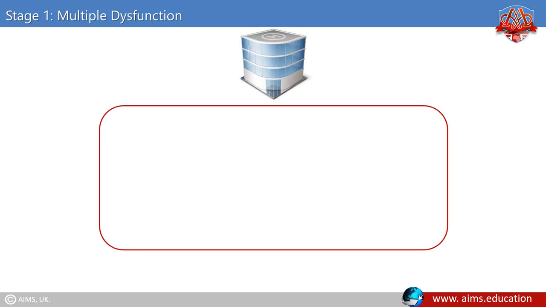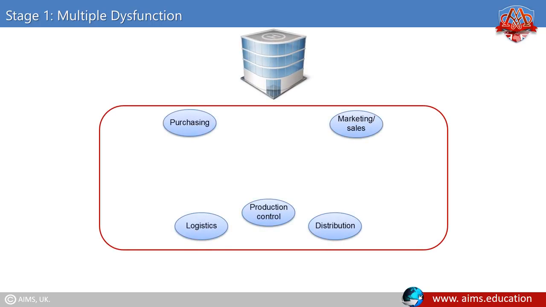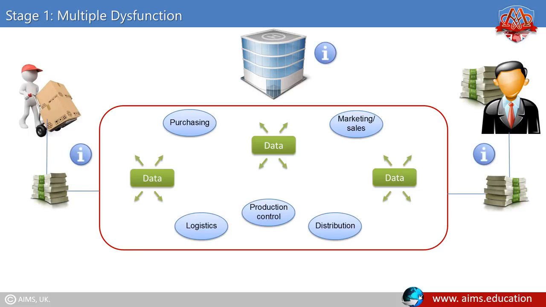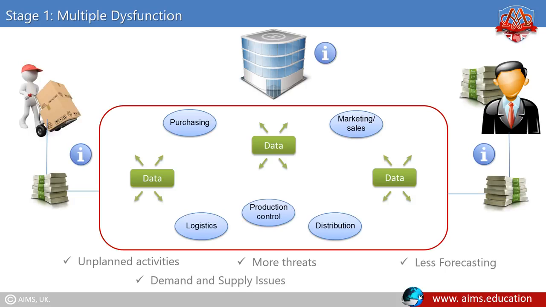Step 1. Multiple dysfunction. The nucleus organization lacks internal definition and goals. There are no external connections other than a few transactional links. The exhibit below illustrates the lack of coordinated flows of information or solid relationships among potential partners. Such organizations have unplanned activities, more threats, less forecasting, demand and supply issues, and poor payment flows.